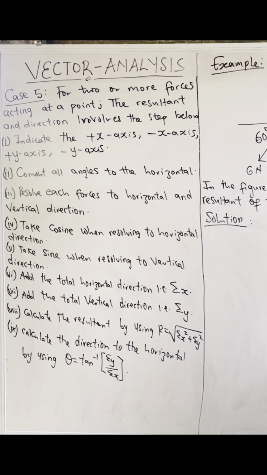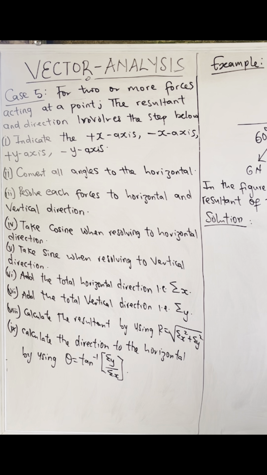Case 5 is now. Okay, guys. For case 5, this involves two or more forces acting at a point. The resultant and direction involve the steps below. If we have two or more forces acting at a particular point, then we can calculate the resultant and the direction by following some particular steps.